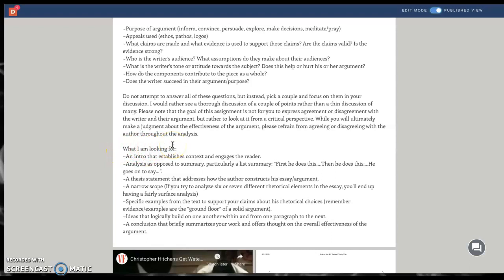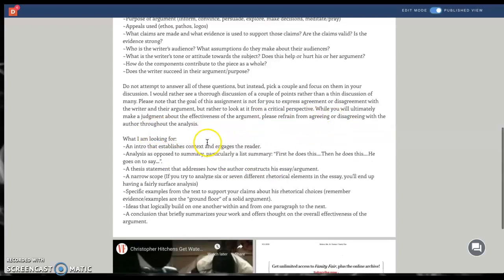And that may also be the focus of your thesis. Hitchens' use of ethos is effective in persuading his audience because of X and Y. Those are the types of things that you're going to be looking for as well. Refrain from agreeing or disagreeing with the author throughout the analysis.